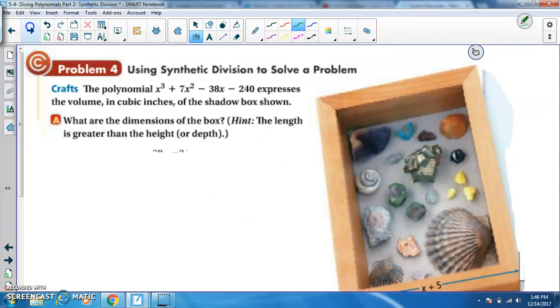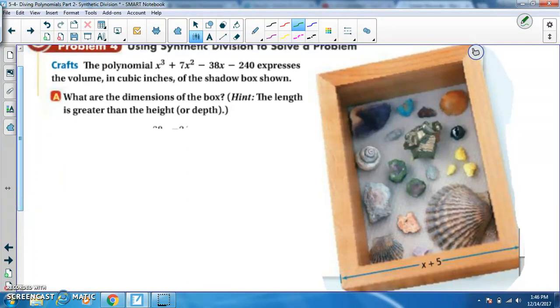Using synthetic division to solve a problem. The polynomial x cubed plus 7x squared minus 38x minus 240 expresses the volume in cubic inches of the shadow box shown. What are the dimensions of the box? Hint, the length is greater than the height or depth. So we have x plus 5 as our width. And we need to divide that to find our length and height.